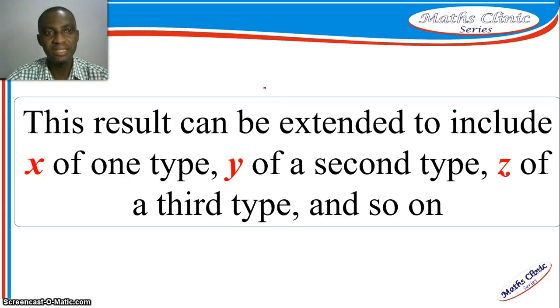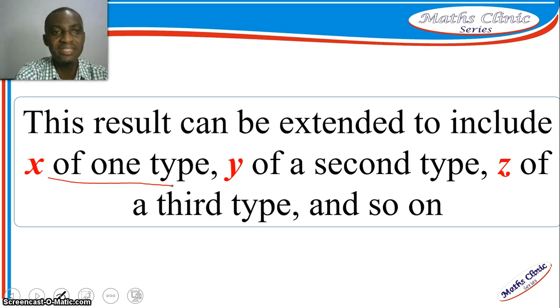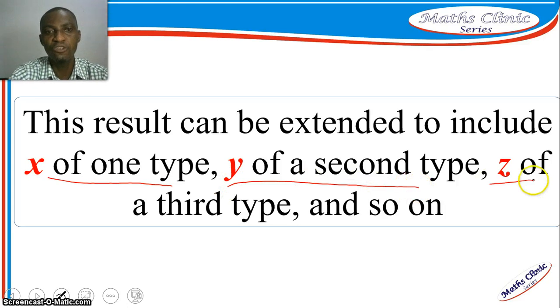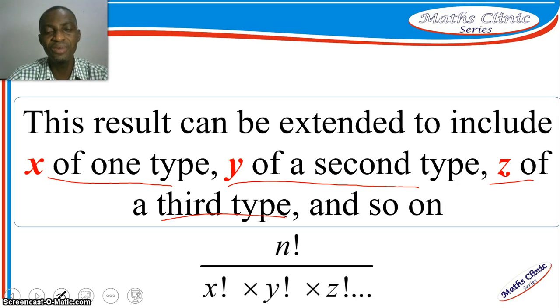This result can be extended to include x of one type, y of another type, z of a third type, and so on and so forth. Now, if that is the case, then we can generalize our formula by saying n factorial divided by x factorial times y factorial times z factorial.